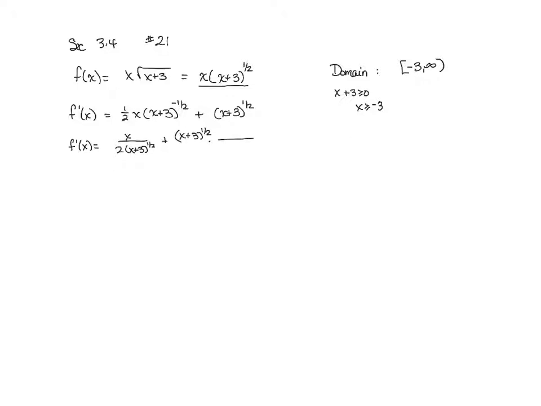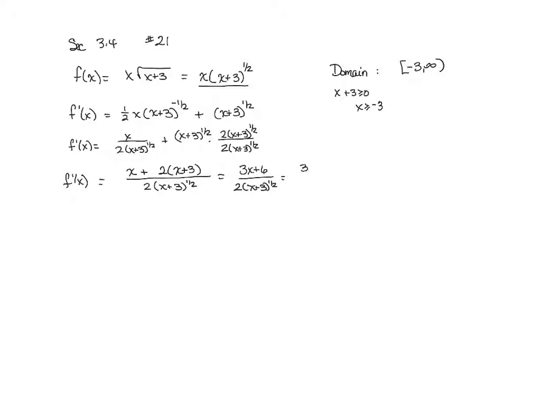And then I want to multiply that by 2 times x plus 3 to the 1/2 over 2 times x plus 3 to the 1/2. I want the thing that's going to get me the same denominator. So I'm going to have x plus 2 times x plus 3 to the first power in the numerator, all over my denominator. That's the first derivative of f, and if I clean that up, that's a 2x plus 6, so I'll end up with 3x plus 6 over 2 times x plus 3 to the 1/2.